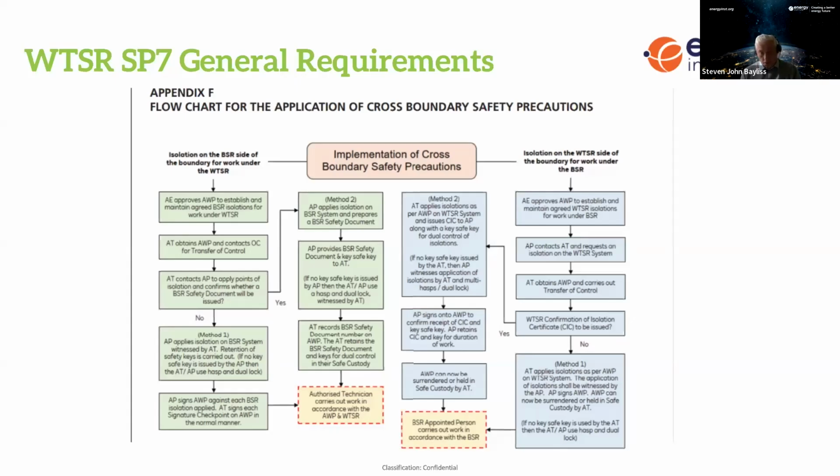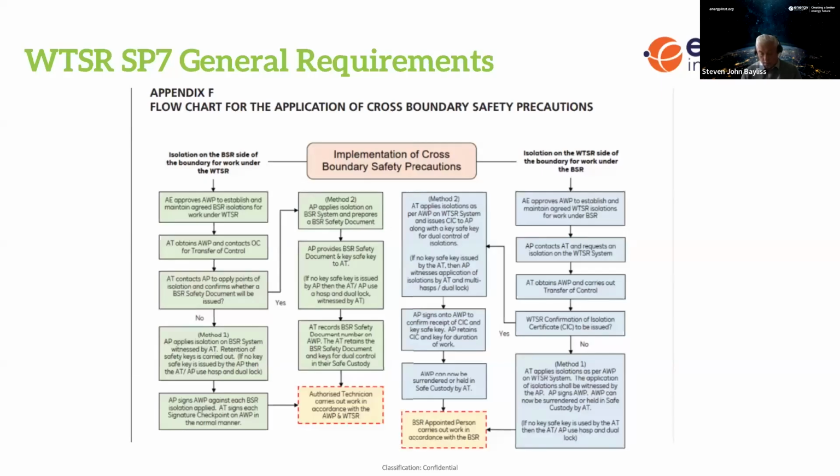So if we go down with a no on that, so if there's no CIC to be issued, then we follow method 1, which again would be appendices D on the AWP example. At this point, the AT applies isolations as per the AWP on the WTSR system. The application of the isolations shall be witnessed by the AP. The AP signs the AWP. The AWP can now be surrendered or held in safe custody by the AT.